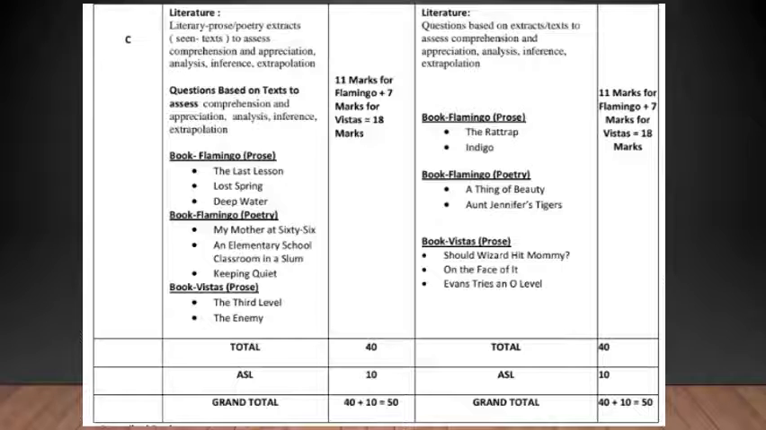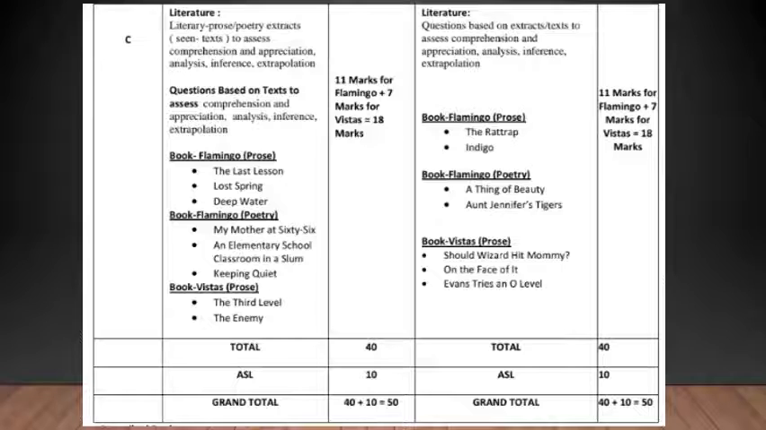Now there are going to be only 5 lessons in the case of Flamingo, 5 poems in the case of poetry section, and as far as Vistas is concerned, there are going to be only 5 stories from Vistas as it was last year. How are the questions going to be? Questions are going to be based on textbooks to assess comprehension, appreciation, analysis, inference, extrapolation.